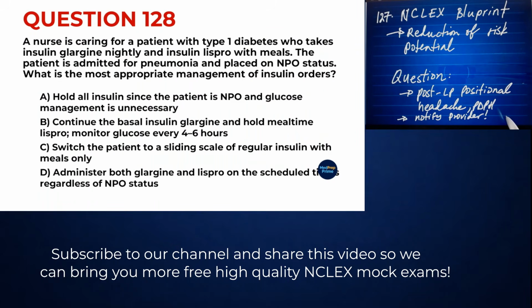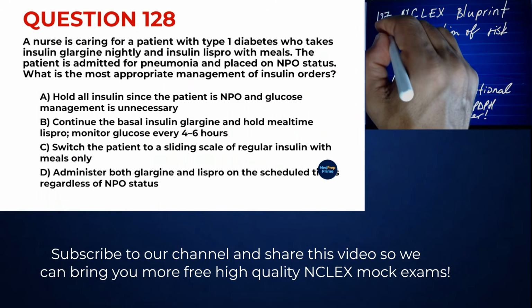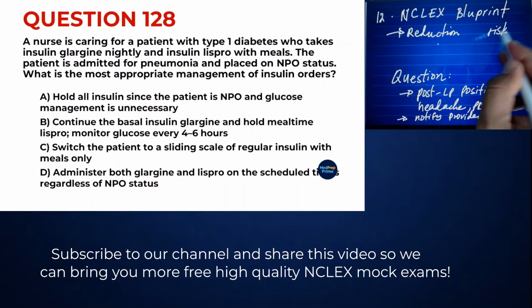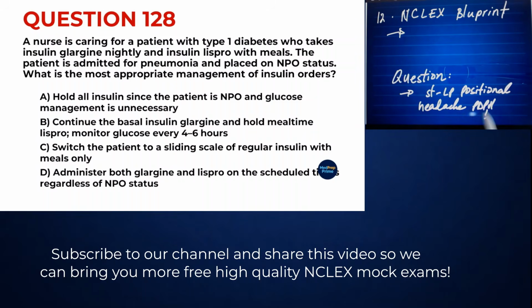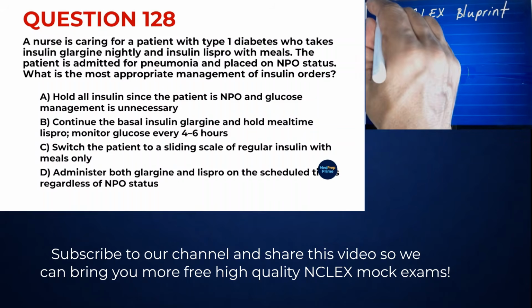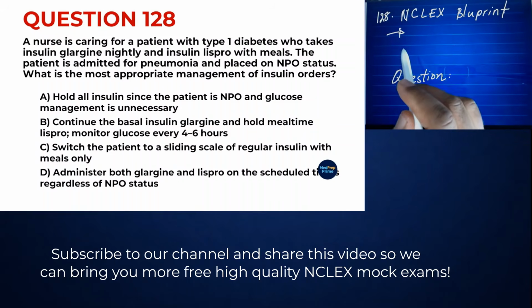A nurse is caring for a patient with type 1 diabetes who takes insulin glargine nightly and insulin lispro with meals. The patient is admitted for pneumonia and placed on NPO status. What is the most appropriate management of insulin orders?